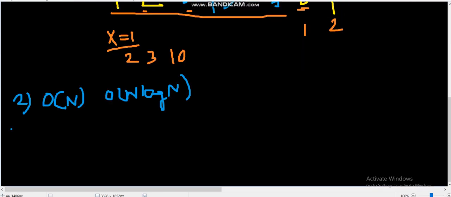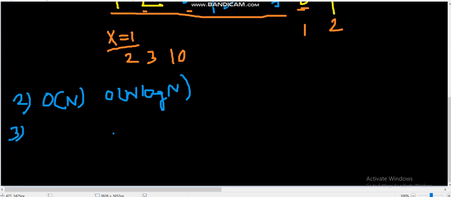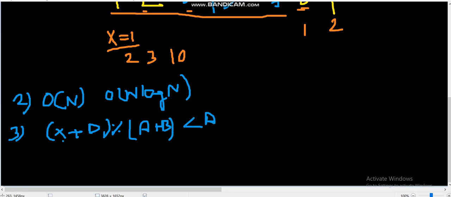So the first observation we are making is that this condition should be satisfied such that (x plus di) modulo (a plus b) should be less than a. Okay, that is the condition that we have to satisfy. So for that, let's take all the di values modulo a plus b.